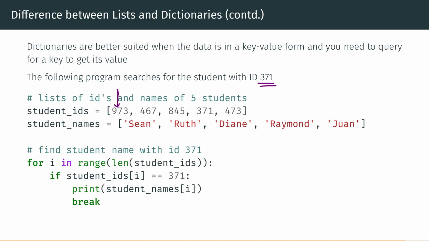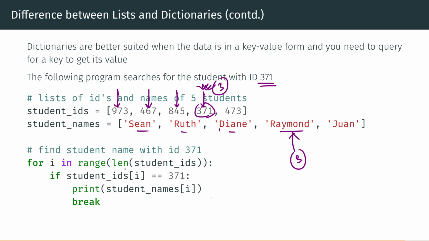So we start with this one. Is this 371? No. Is this 371? No. Is this? No. Is this? Yes, it is. This is 371. So for i equals 3, the fourth student has the ID 371. So the student at index 3 has the ID 371. And what is the name of the student at index 3? This is 0, 1, 2, and 3. The student name is Raymond. This is index 3. So that's how you find the name of the student with ID 371.